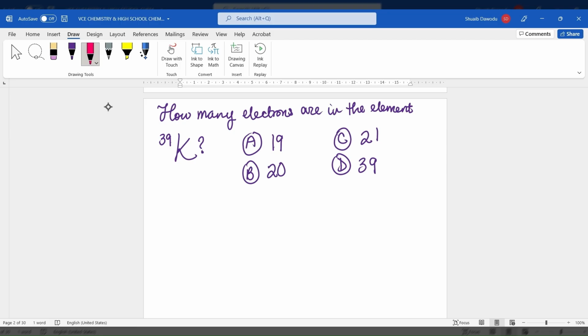Today we're going to be working on the question on the screen for chemistry students who are either in high school or trying to take a test. The question is, how many electrons are in the element K with a superscript 39? Above the symbol K in the left corner, you have 39. They want to know how many electrons are in the element K with the atomic mass of 39.